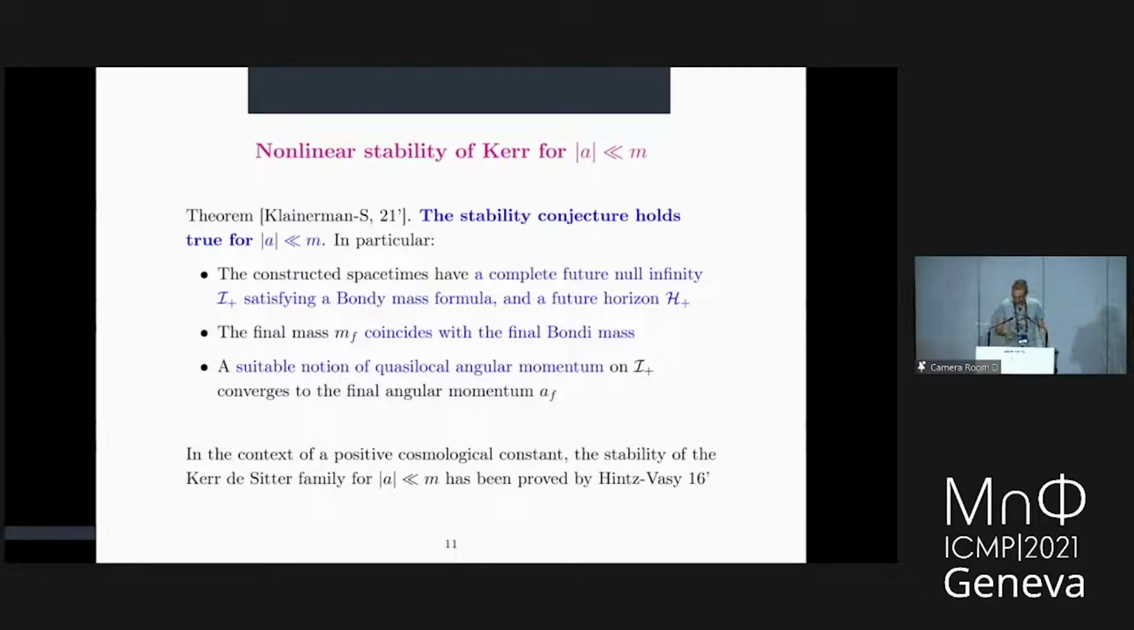So now let me draw yet another connection with the talk of Peter yesterday. He talked in particular about the analog of this problem in the case of a positive cosmological constant. And in particular, he mentioned his remarkable result, joint work with András Vasy, where they obtained the stability of the Kerr–de Sitter family for small angular momentum in the context of positive cosmological constant, which is the analog of this result that we have here for Kerr, which is in the asymptotically flat case.